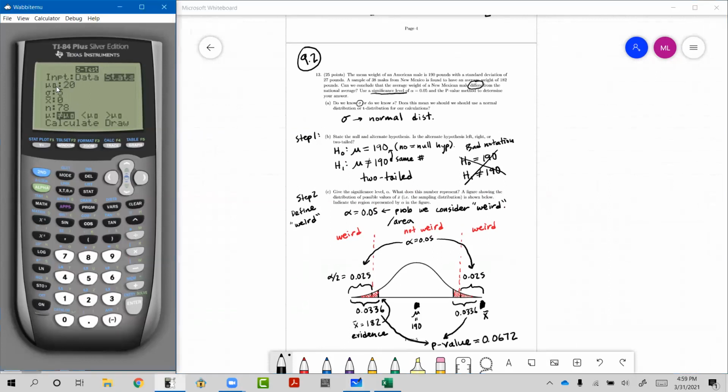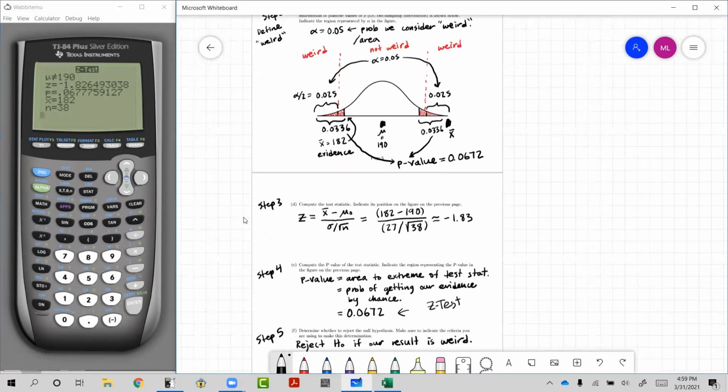For us, the average value, according to the null hypothesis, was supposed to be 190, so that's what I'll put there, 190. The standard deviation was 27. The average that we found in our evidence was New Mexican males weighed 182 pounds. Our sample size was 38, and we did indeed have a two-tailed hypothesis, so I can leave that one as is, and now hit calculate. And when I hit calculate, it gives me the z-score that we found for our test statistic right here.